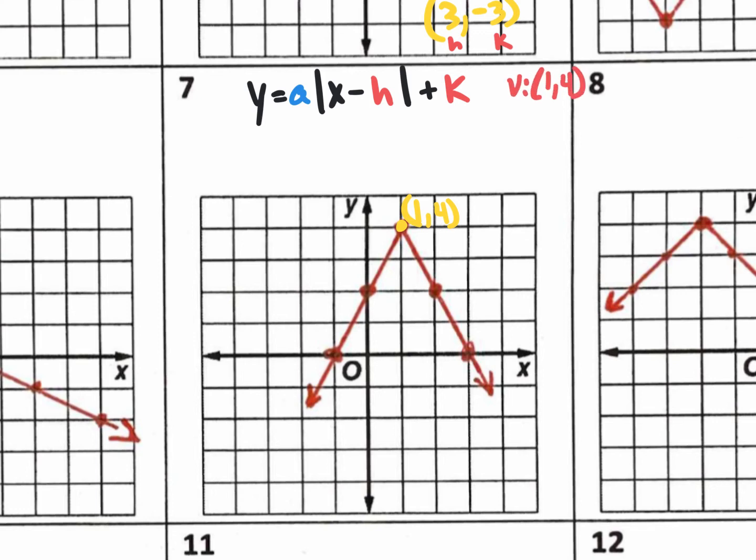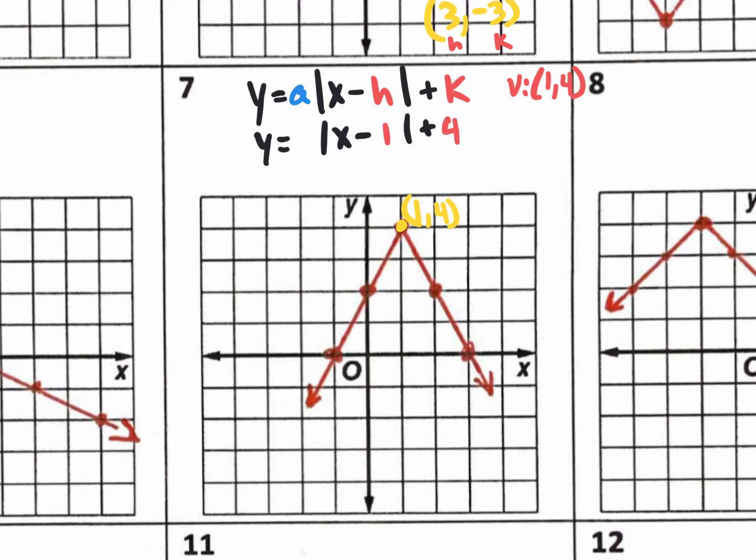As a matter of fact, they want us to state that, so you could put the vertex is 1 comma 4. Cool. All right, and again, what I would do is I would rewrite it as y equals blank spot, open absolute value, x minus blank spot, plus blank spot. So what is the h value? H is the x value of the vertex. So 1 goes right there where the h is at. The k value is 4. It's going to be plugged in right there.